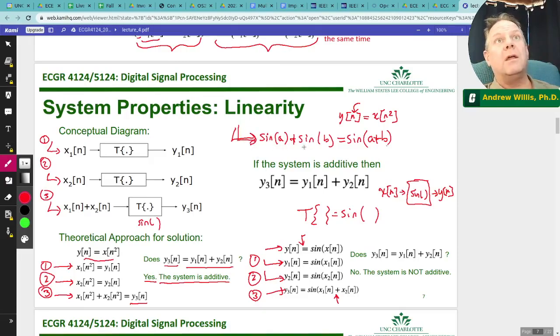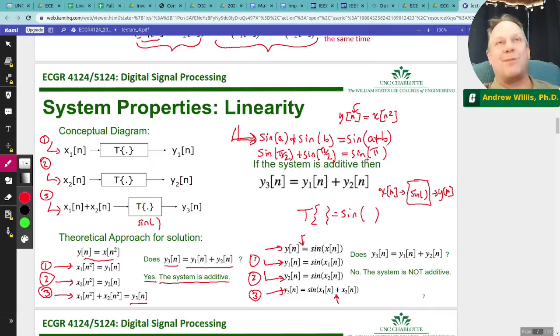Sine of a plus sine of b is equal to the sine of a plus b? No. I don't think so. That's correct. It's true for almost no values of a and b. Let's take the sine of pi over 2 plus the sine of pi over 2, is that equal to the sine of pi? Is that true? No. Right.